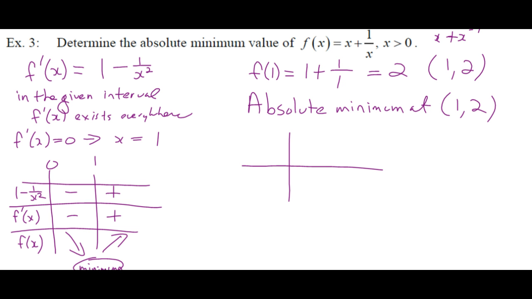So what does this look like? As x gets small, 1 over x gets pretty big, right? So we've got 1 and we've got 2. So it's going to kind of come down, because between 0 and 1, it's coming down. And then it's going to head back up again. Okay. Rough sketch.